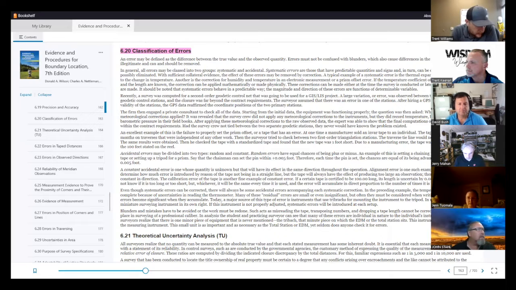Constant accidental error is one whose quantity is unknown but will have its effect in the same direction throughout operation. Alignment error is one such example. It is impossible to determine how much error is introduced by reason of the tape not being in a straight line, but the tape will always have the effect of producing too large an observation. Therefore, the effect is constant in direction. The calibration error of the tape is another fine example of constant error.